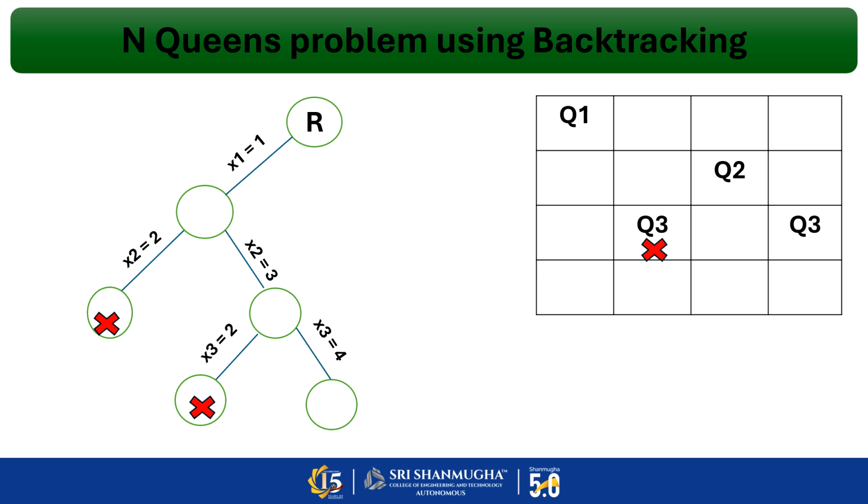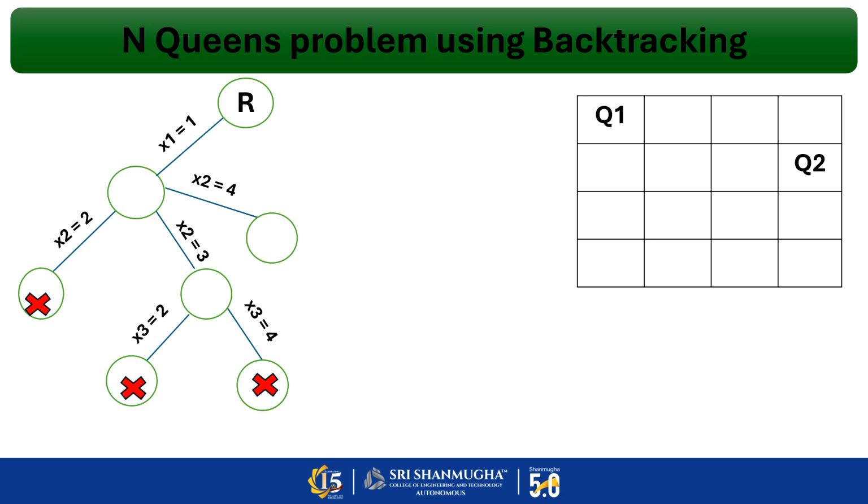So again I am trying the third row, third column, but Q2 is already there. So I will try the third row, fourth column. Again Q2 will attack Q3 diagonally, so it is also not possible. So there is no position for placing the fourth queen either. That means the third queen itself is in attack, so I cannot place the fourth queen. So again we have to apply backtracking.